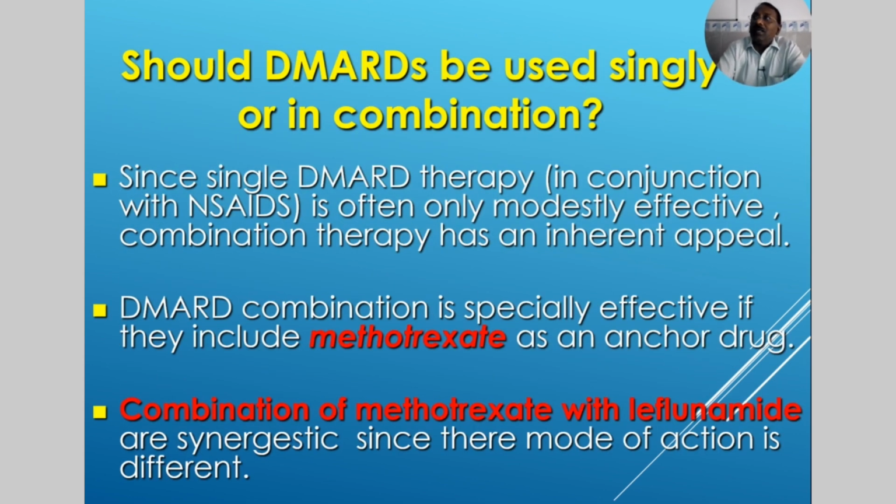Should DMARDs be used singly or in combination? Yes, your answer is combination. Since single DMARD therapy in conjunction with an NSAID is often only modestly effective, combination therapy has an inherent appeal. I will show you a picture where combination therapy helps compared to monotherapy. DMARD combination is especially effective if it includes methotrexate as an anchor drug. So combination therapy means methotrexate plus something else: methotrexate plus leflunomide, or methotrexate plus hydroxychloroquine, or methotrexate plus hydroxychloroquine plus sulfasalazine, etc. Combinations are synergistic since the modes of action are different. Obviously all these drugs act differently, and when you use combinations, you gain a lot of effects, as in diabetes management, where you use different drugs.